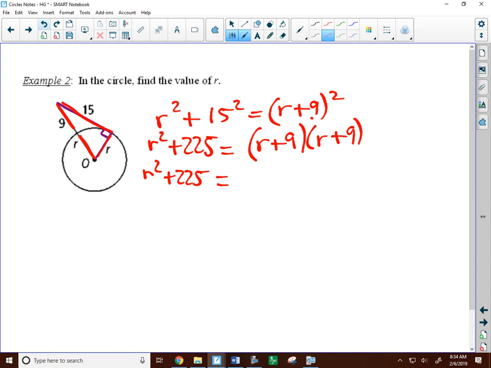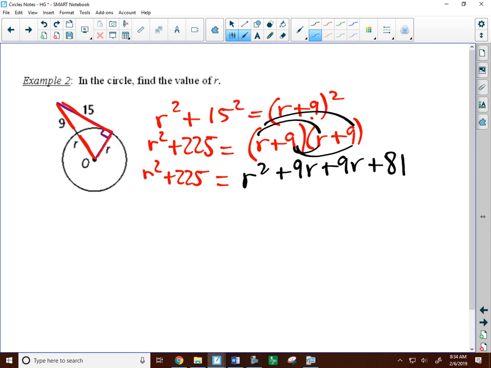Let's see, so yes, first, r times r is r squared. Outside is r times 9, 9r. Inside, 9 times r is 9r. And last is 9 times 9, 81. So it could just be 18r. Yeah, right. That's really, I guess, the next step.